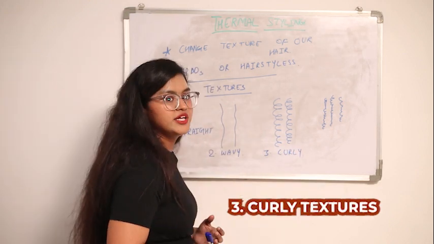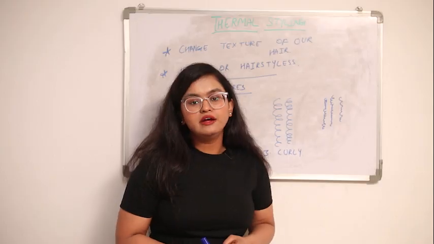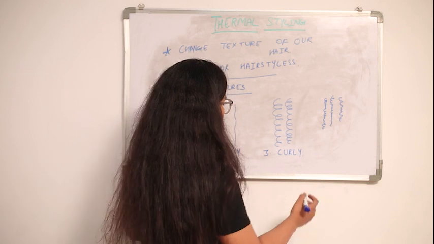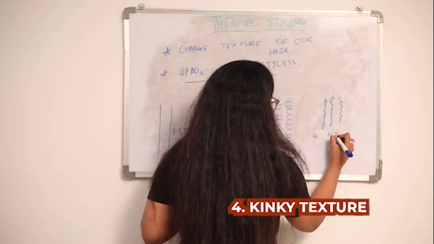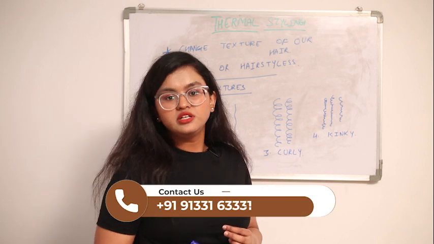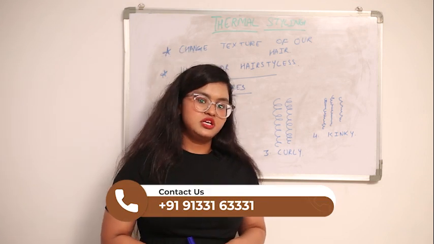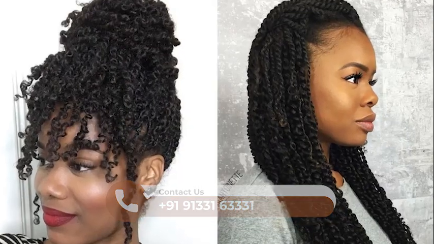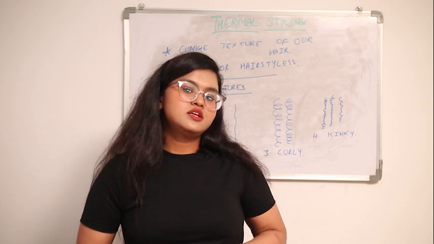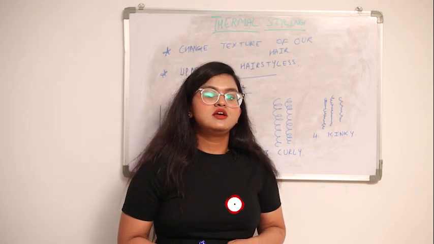Next comes your curly texture. People with curly hair usually have more volume, and with this type of hair you will have more frizziness. Last comes your kinky texture, which is commonly found outside of India, not in India. Kinky texture is very thick in volume and very difficult to treat when it comes to thermal styling. Kinky hair will have less frizziness but very excess volume.